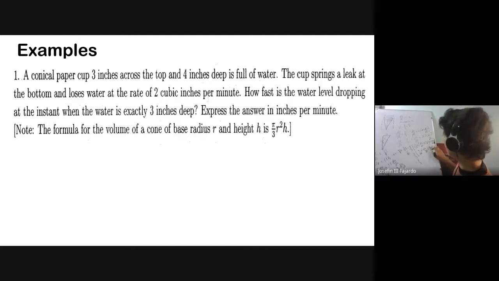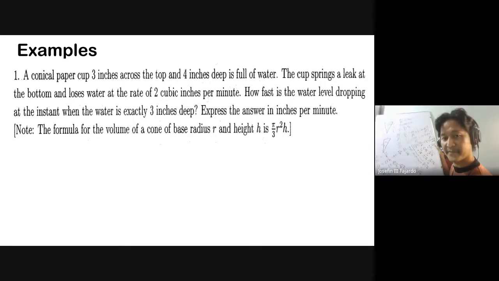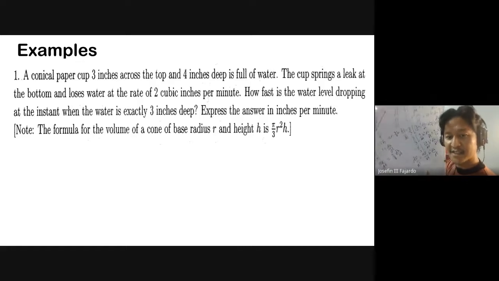Ito magiging 18 plus 9, so magiging 27 over 64 h squared dh over dt. Okay? So tanggalin natin ito. So magiging 9 pi over 64 h squared dh over dt. Ito na yung dv over dt natin. Okay? Can you follow, guys?